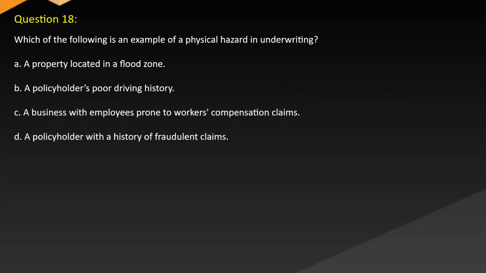Question 18. Which of the following is an example of a physical hazard in underwriting? A. A property located in a flood zone. B. A policyholder's poor driving history. C. Business with employees prone to workers' compensation claims. D. Policyholder with history of fraudulent claims.